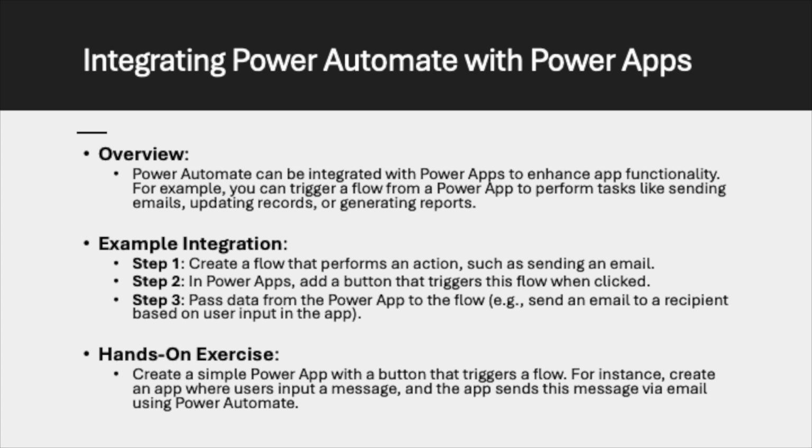Step 2, in Power Apps, add a button that triggers this flow when clicked. Step 3, pass data from the Power App to the flow. Example, send an email to a recipient based on user input in the app. Hands-on exercise: create a simple Power App with a button that triggers a flow. For instance, create an app where users input a message and the app sends the message via email using Power Automate.